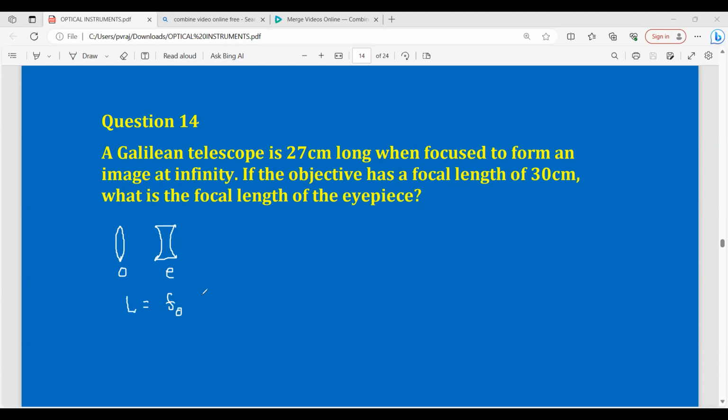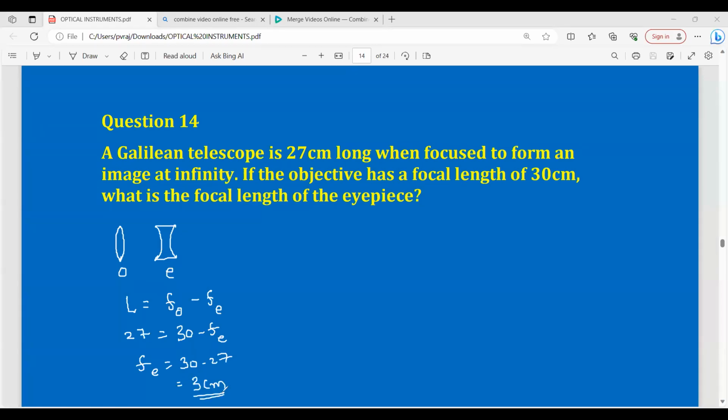FO minus FE. Concave lens, so that's what, FO minus FE you can write. Now, what is length given? 27 given, na? 27 centimeters is given for length. And focal length of objective is given 30. So it is 30 minus FE. So FE equal to, what comes now? 30 minus 27, right? Which is equal to 3 centimeters.